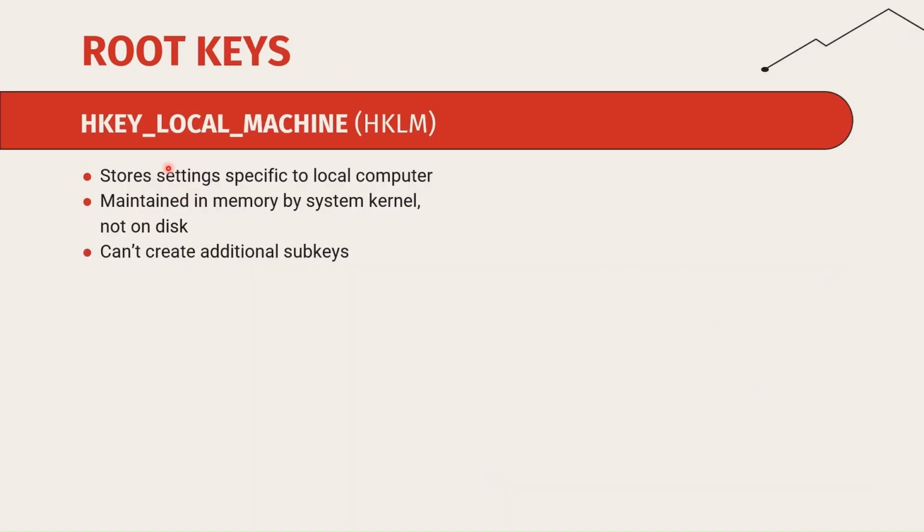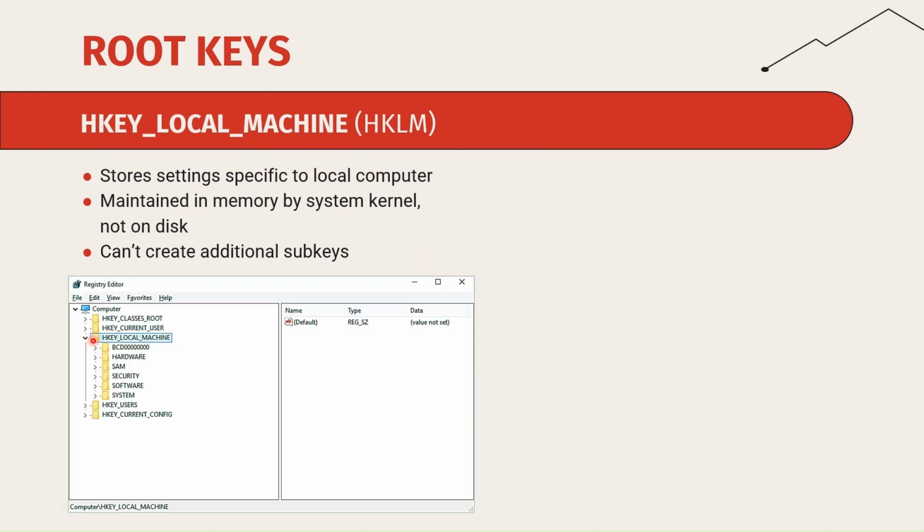One of the main root keys we'll be talking about is HKEY_LOCAL_MACHINE. HKEY_LOCAL_MACHINE looks a little bit like this when you open that root key. It stores settings that are specific to your local computer. It is maintained in memory by the system kernel, not on disk, and the system kernel is essentially the part of your operating system that manages how the hardware and software talk to each other. We won't go too much into that. And this is also the only HKEY that I've seen where you can't create additional subkeys. What's creating subkeys? That's totally fine. That's actually something we'll be trying out later, and you'll see why that might be useful.